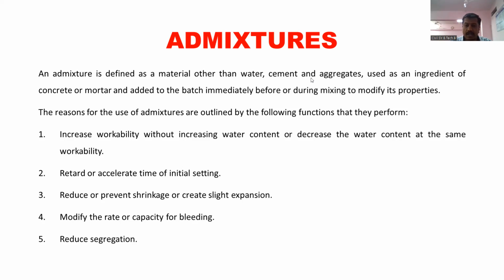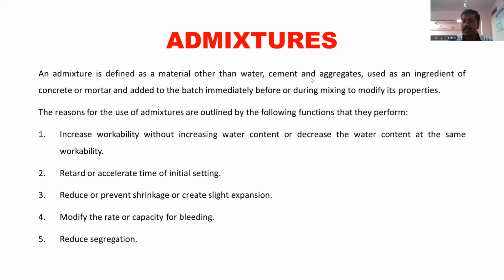Another main function is to reduce or prevent the shrinkage and create a slight expansion. As we know, if there is a change in the environment or temperature conditions, definitely there will be a change in the volume of a given concrete. The concrete may expand or it may shrink. Just to avoid the change in the volume of the concrete, we can use admixtures. Which type of admixtures we have to use, we will discuss afterwards.